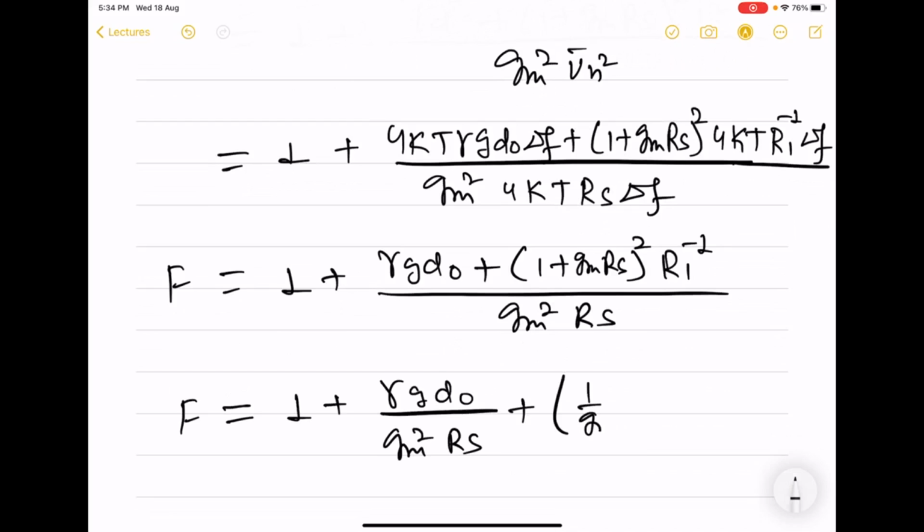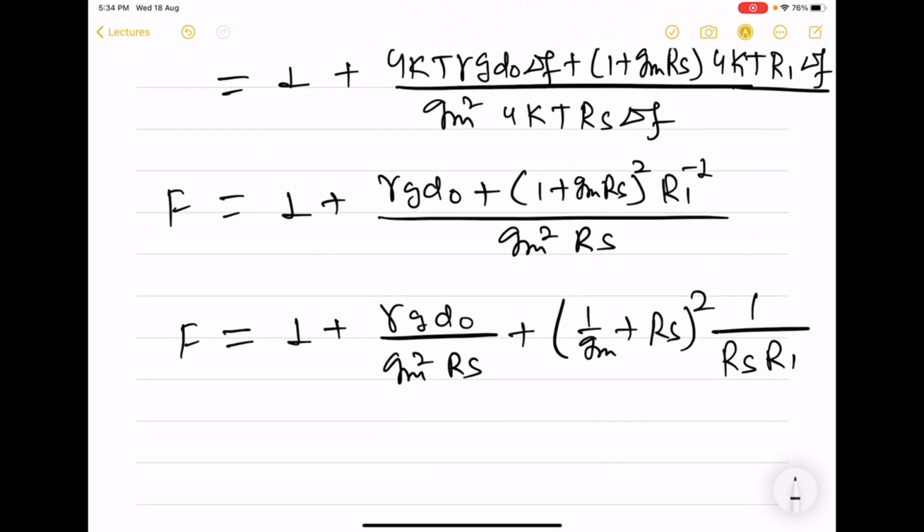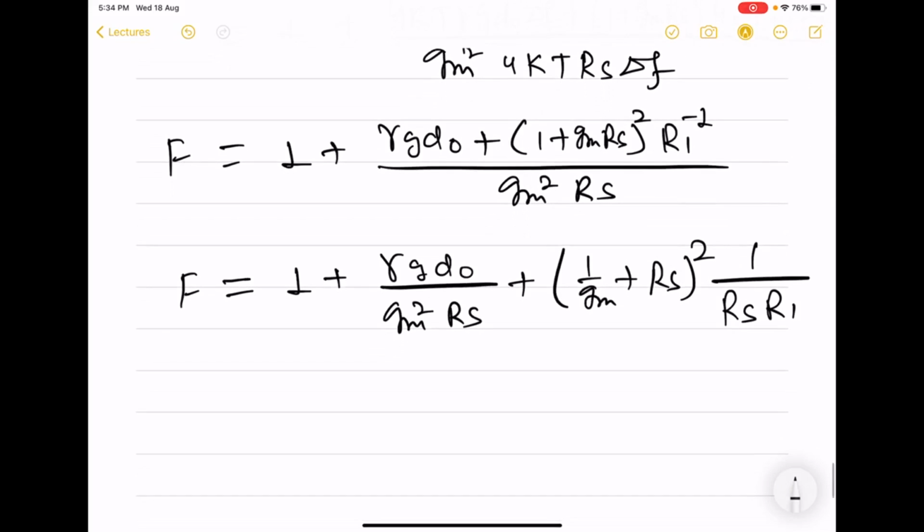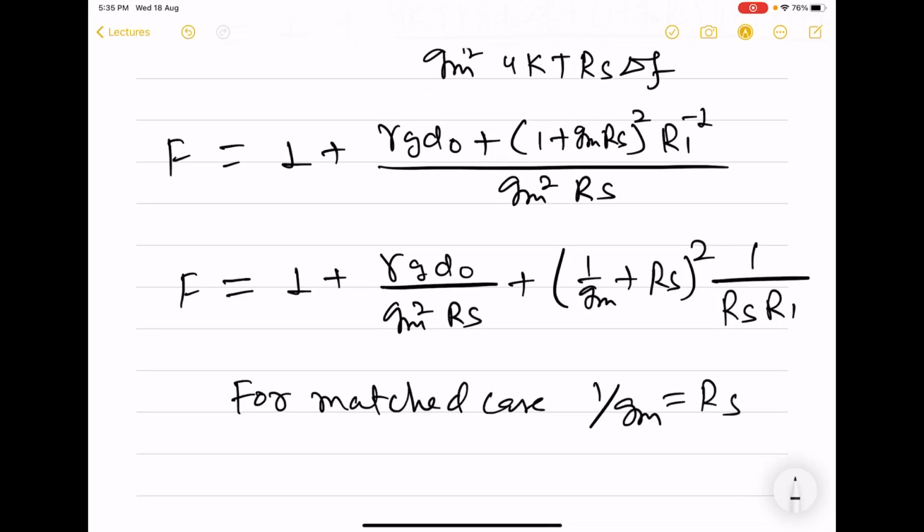plus (1 by GM RS) whole square into 1 by RS R1. So this is the complete expression for the noise figure, actually noise factor. So here we see that once we select 1 by GM is equal to RS. So for match case, 1 by GM is going to be equal to RS.